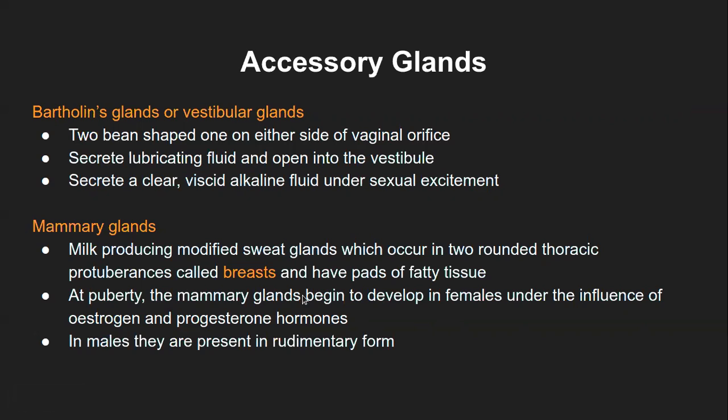So obviously this is one of the secondary sexual characteristics that develops in females during puberty. As and when puberty starts, the mammary gland starts to develop under the influence of estrogen and progesterone hormones. So like the whole reproductive system, it starts to generate these hormones, which in turn cause effects on the mammary gland, and that's how the breast structures develop over time.